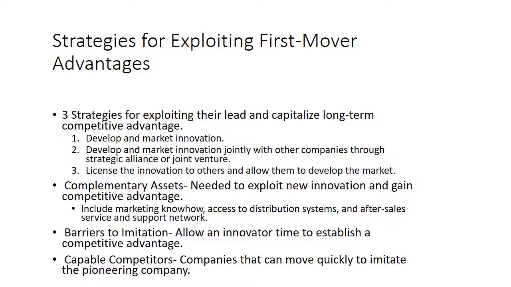Strategies for exploiting first mover advantages. There are 3 main strategies for that exploitation. The first one is the development and marketing of innovation. Secondly, you want to do that marketing and developing jointly with other companies, whether that's through strategic alliance or joint venture. And then lastly, you want to license the innovation to others and allow them to help develop the market as well. There's also complementary assets, so that helps you gain the competitive advantage. You can do that through marketing know-how, having access to the distribution systems, and then after-sales service and support network. There's also barriers to imitation.